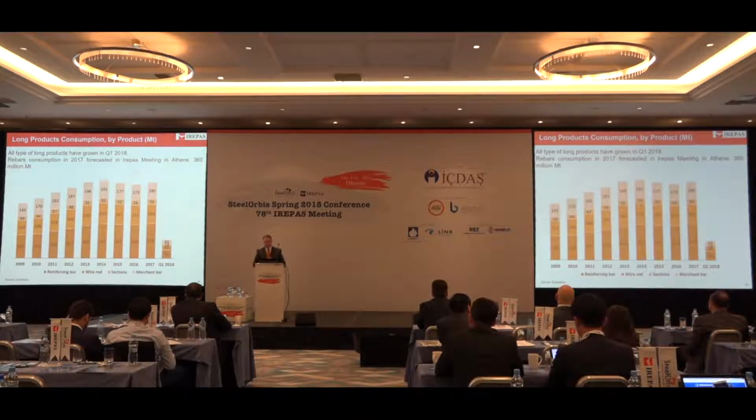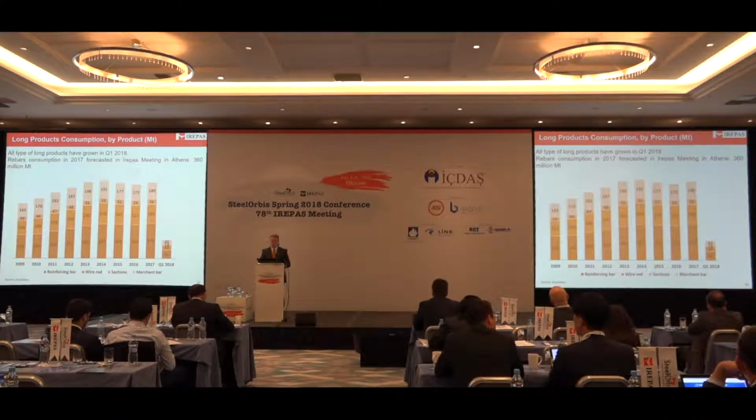If we split this long product consumption into the different products, we can see that rebars in the first quarter amounted to 91 million tons, 50 million tons for wire rod, 40 million tons for sections, and 45 million tons for merchant bars. The rebar consumption last year was 376. When I made my forecast in Athens, I only gave you a figure of 370 million tons of rebars, so the reality was better than what we forecast in the last IREPAS meeting.